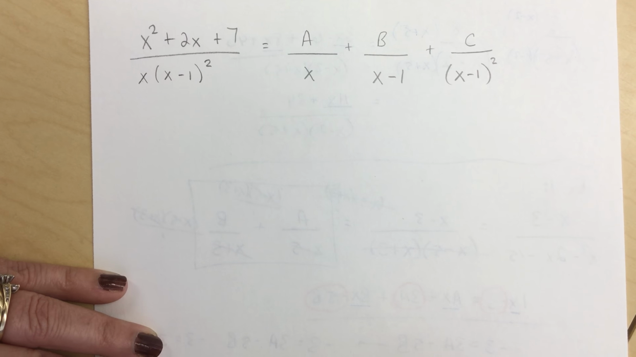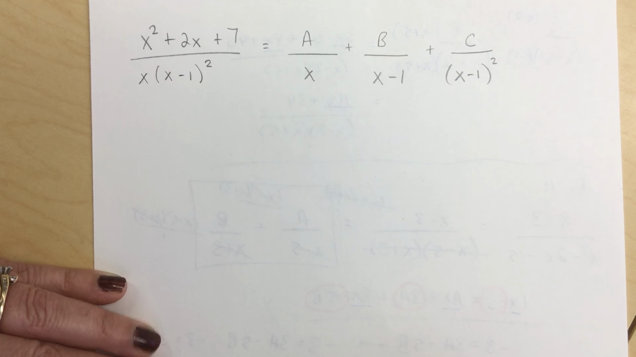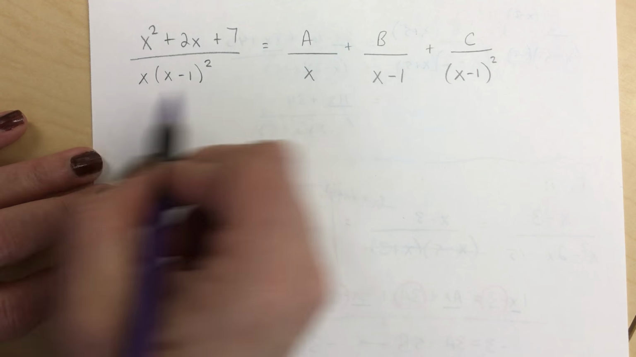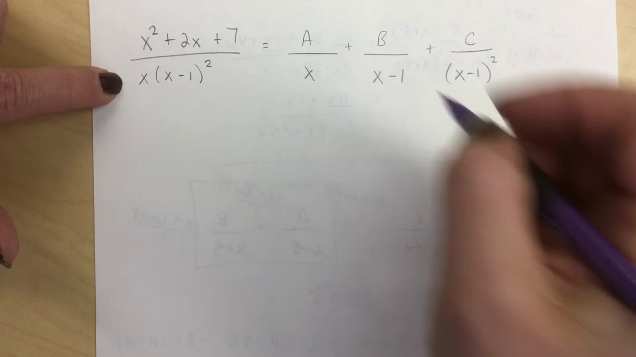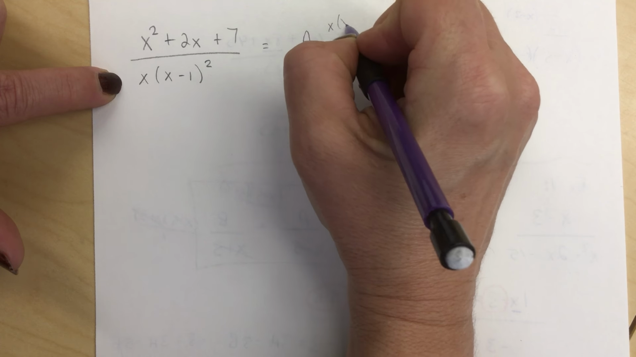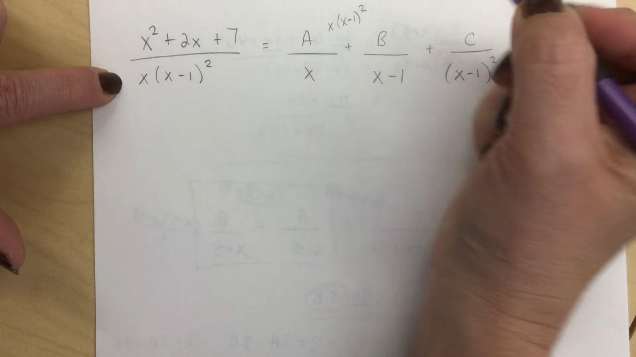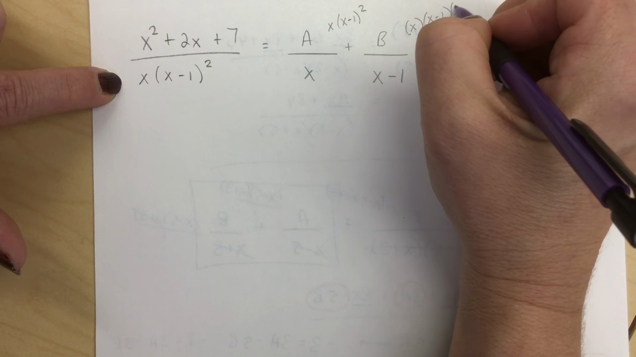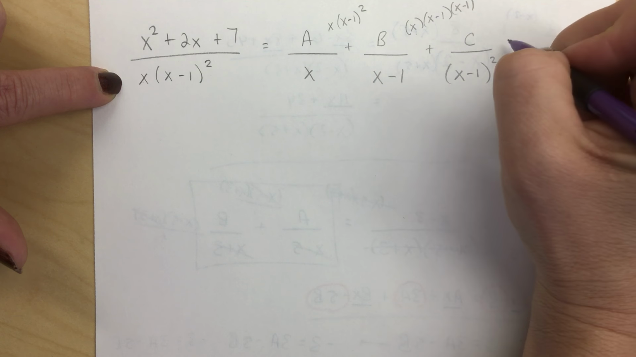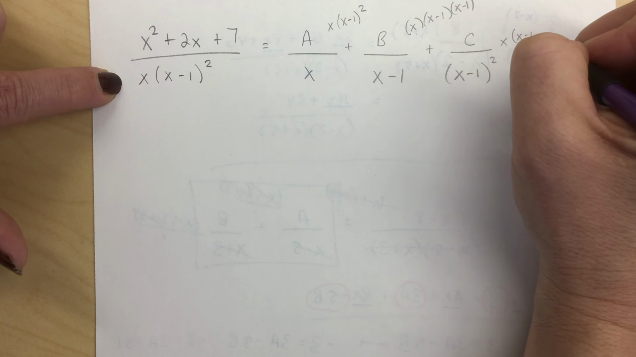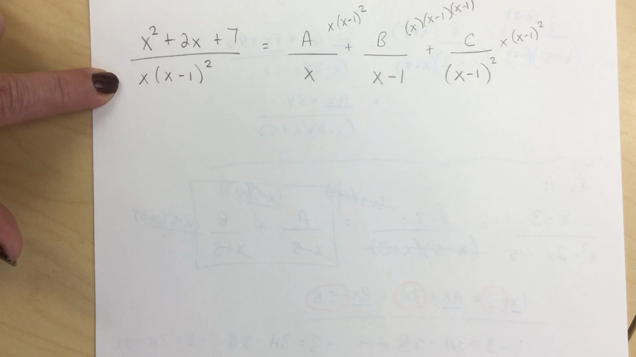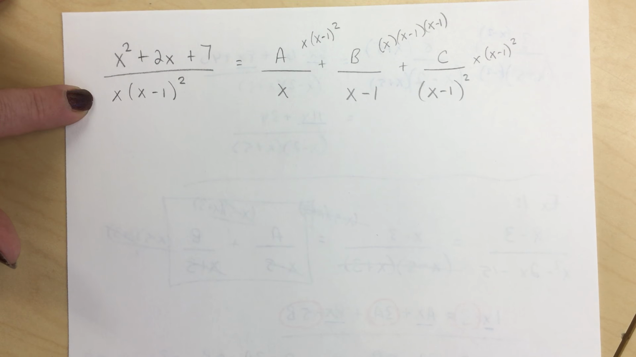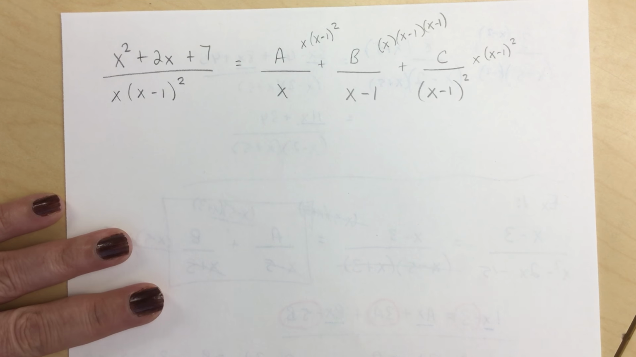So to find the A, B, and C on this one, we're going to multiply everything by the denominator. So I'm going to multiply x times x minus 1 squared. I'm going to write out the x minus 1 twice on that one. You'll see why in a minute.